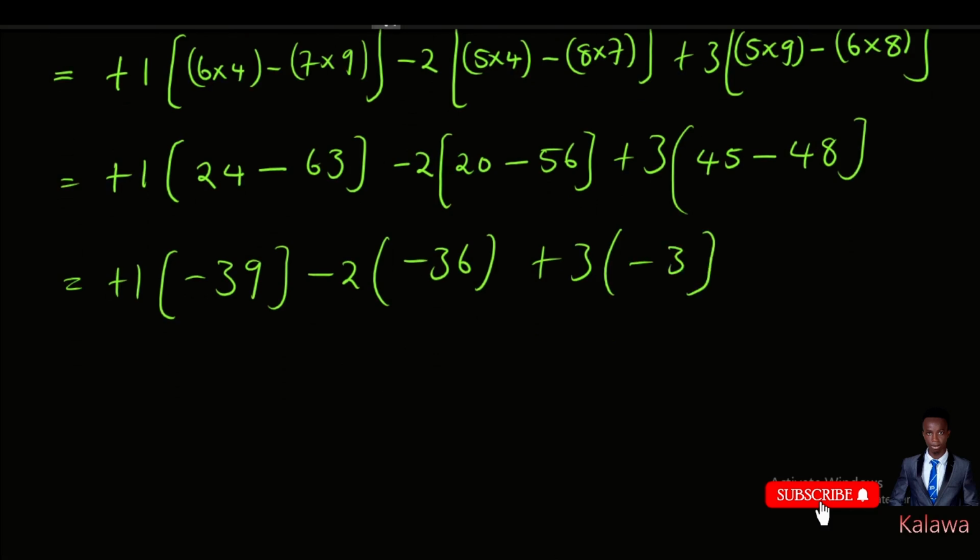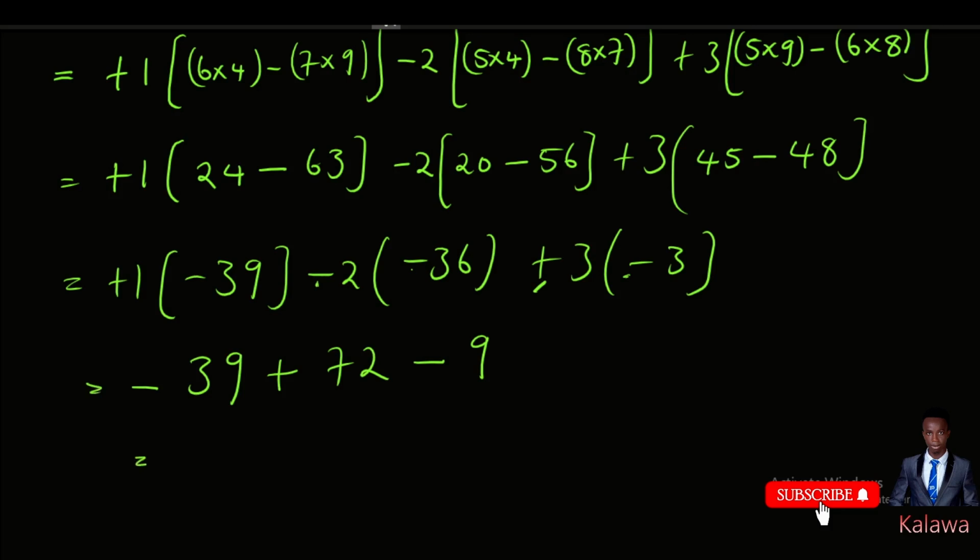So we now multiply each element into the bracket. So plus 1 times minus 39, plus times minus is minus, so it is minus 39. Minus times minus is plus, so 2 times 36 is 72. I hope we are understanding the signs and how they work. Minus times minus gives us plus here. Then plus times minus is always minus, and 3 times 3 is 9.